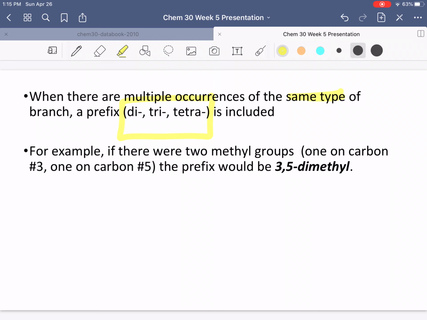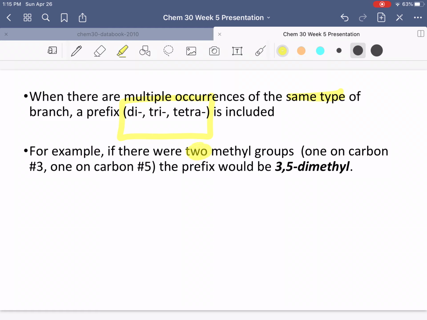Now, this is important though. Those prefixes are completely ignored when it comes to the alphabetical order. The alphabetical order is focused on the actual number of carbons, so the meth, eth, prop, but, etc. Okay? Now, just an example here of how this would work.